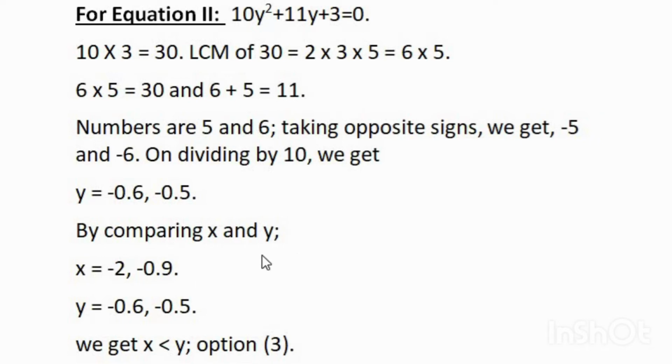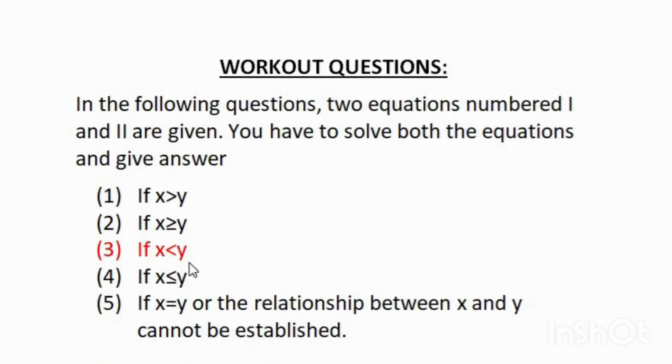Now on comparing x and y values, these are the x and y values. Comparing minus 2 and minus 0.6, minus 0.6 is greater, y is greater. Minus 2 and minus 0.5, y is greater, and minus 0.9 and minus 0.6, minus 0.6, that is y is greater, and minus 0.9 and minus 0.5, that is minus 0.5 is greater. In all these cases y is greater, or we can write x is less than y. So which option? x is less than y. Option 3 is the answer.